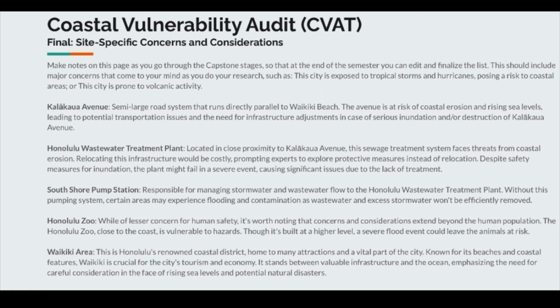As well, the Honolulu wastewater treatment plant is very close to the avenue talked about previously, and this sewage treatment faces threats from coastal erosion as well. The South Shore Pump Station is responsible for managing stormwater and wastewater to flow to the wastewater treatment. The zoo as well is less of a concern, but the Waikiki area is a renowned coastal district and it's home to many people, so with this erosion going on in all these areas, it could only cause damage if it is not properly treated.